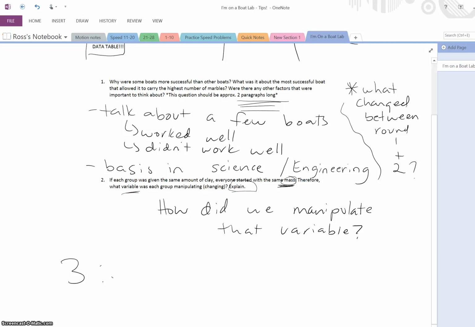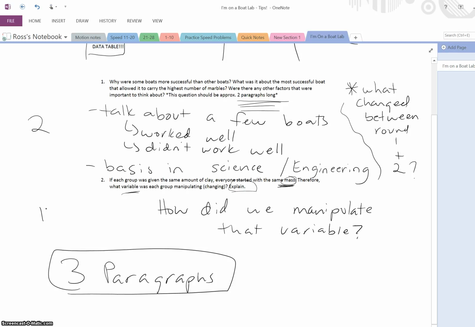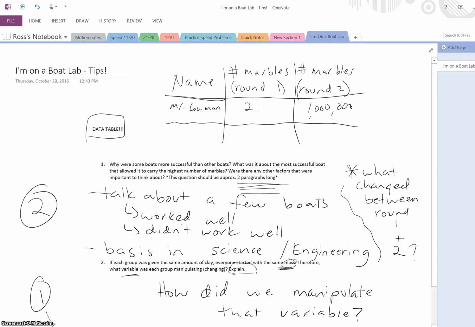If I could spell, paragraph does not start with an R. Paragraphs. Because we're going to have 2 here and 1 here. That equals 3 paragraphs, okay? As well as a very detailed, written out, very neat data table on a piece of paper as well. That will all get stapled together and turned in.